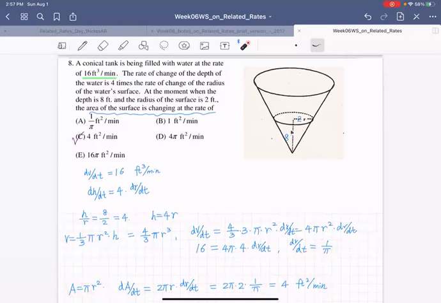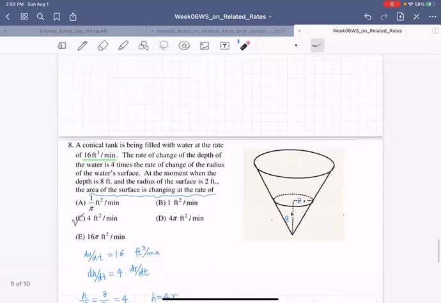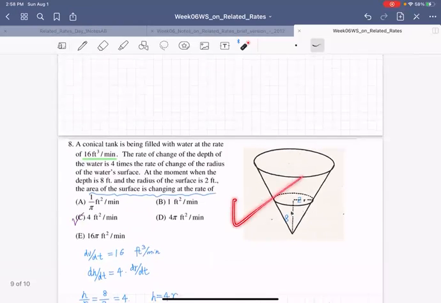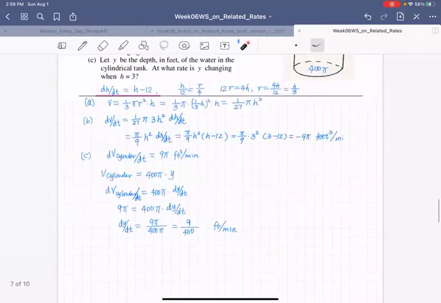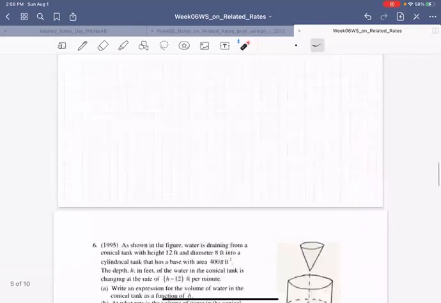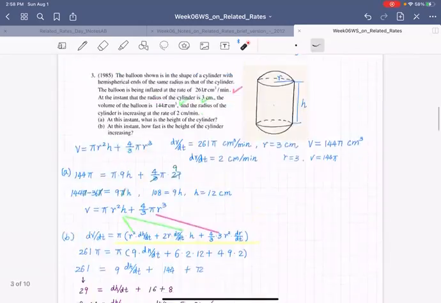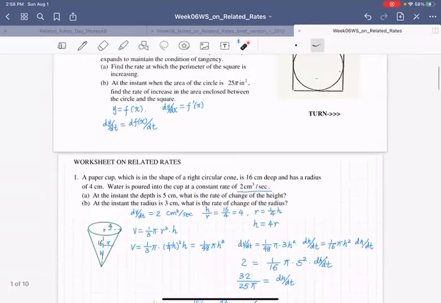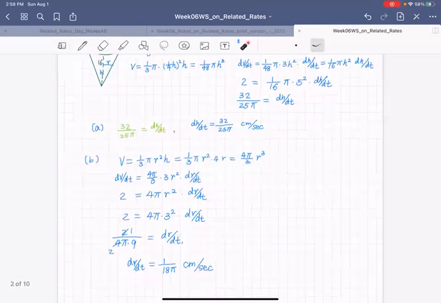Okay, so number 8 is exactly the same question. We already see this question three times. Okay, so a quick summary for the relative rates question.